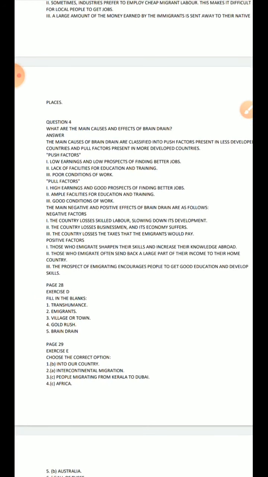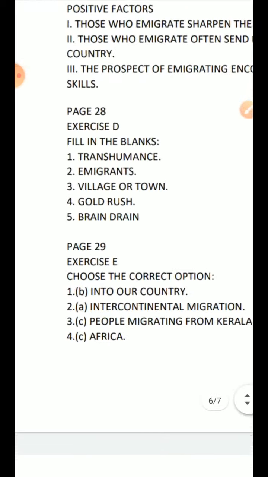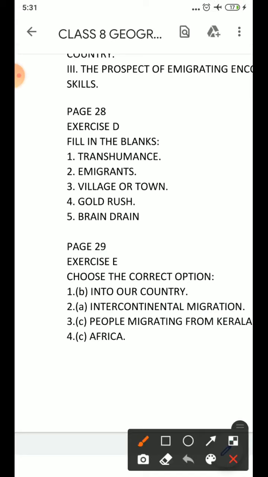Now it's time for exercise D, that is fill-ups. The question is saying the seasonal movement of pastoral people with their animals is called. So I have written transhumance as my first answer for exercise D. The second question is asking people who leave their own country to settle in other countries are called emigrants. The spelling is written here: E-M-I-G-R-A-N-T-S. So this is transhumance, first answer; emigrant, second answer; then village and town, third answer.